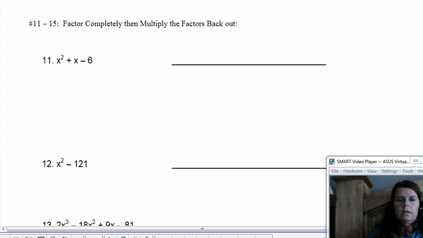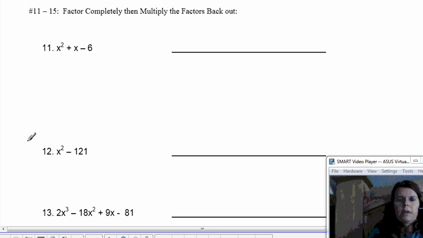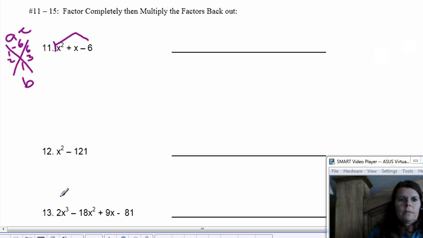Okay, 11 through 15, factor completely, then multiply the factors back out. So here you would use the x game, and you would try GCF first, but GCF wouldn't work, so you just go right into the x game. A times C and B. And your A is 1, your C is negative 6. So this would be negative 6. And your B is 1. So your factors are 1 and 6, and 2 and 3, and that's it.